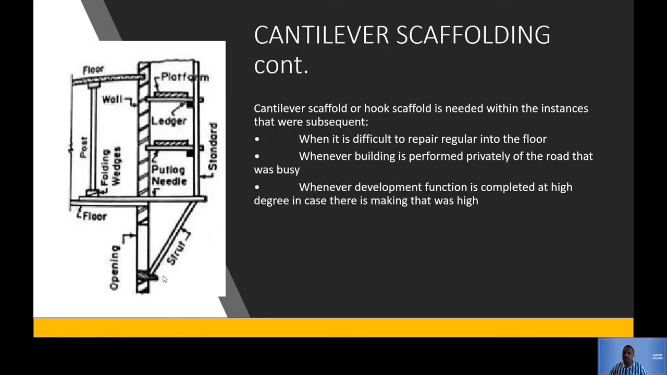Just to continue on the cantilever scaffolding, if you look at the picture there, you can see the scaffolding at an angle clearly. Cantilever scaffolds or hook scaffolds are needed in instances where it is difficult to build a regular scaffold from the floor.